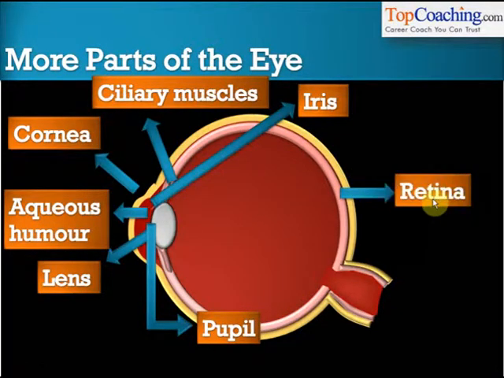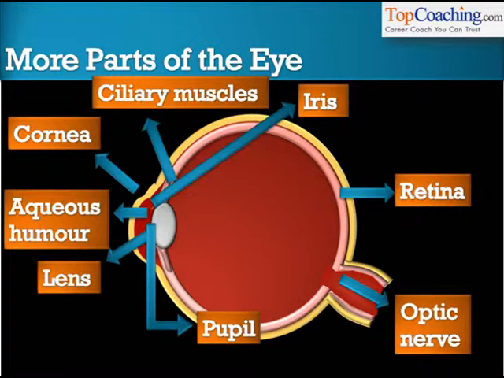Yet another part of the eye is, of course, the retina. The retina is the back part of the eye, and it's the screen where the image is formed. The optic nerve, as you already know, is that part of the eye which sends the electrical signals generated by the retina to the brain.